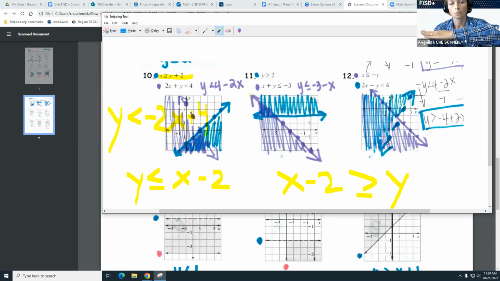Automatically, you already know it's a horizontal line through 2. And that should be clear at this point. Number 12, a little bit tricky because you had to rewrite it. If you want your y to be positive, you would say y. Now, division by a negative number or multiplication by a negative number reverses your inequality symbol.